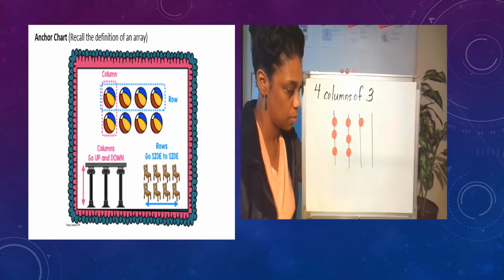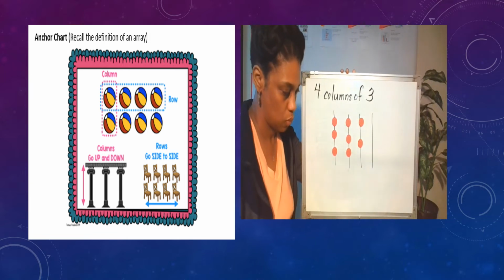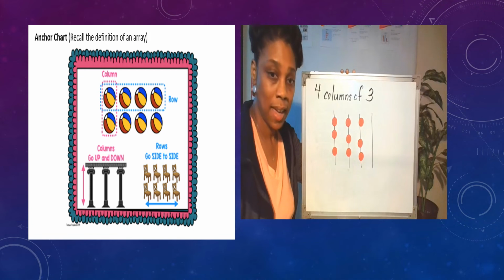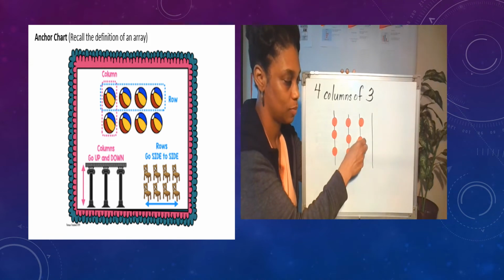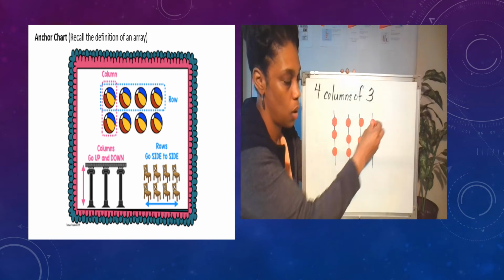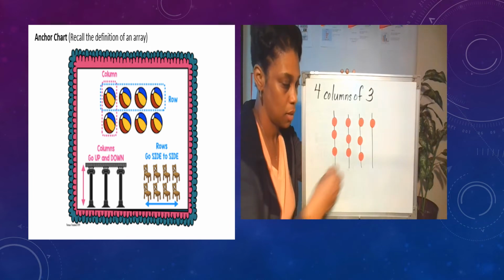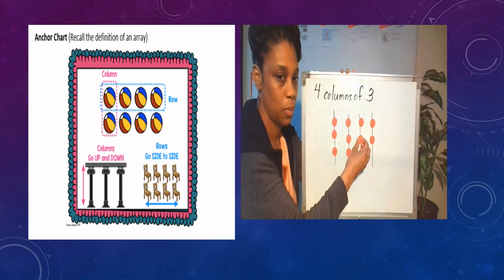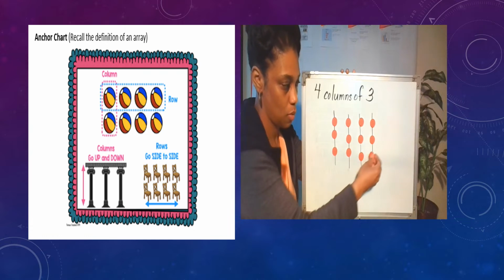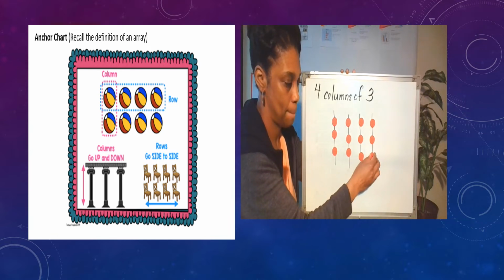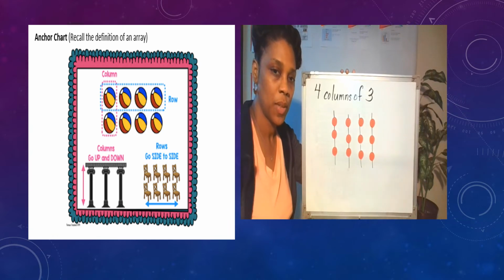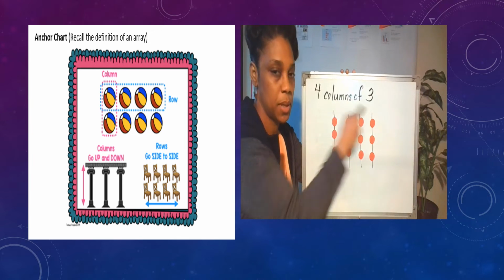1, 2, 3. And my last column. 1, 2, 3. Okay, so now I have 4 columns of 3s.